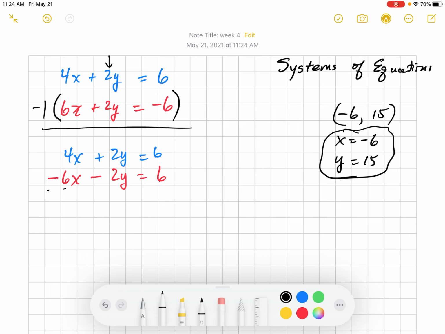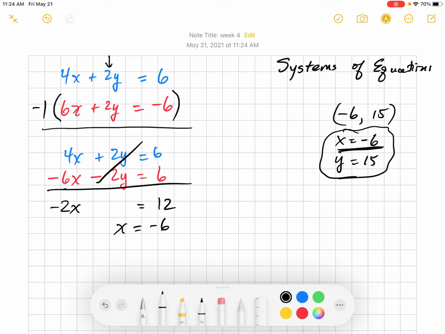And then we can add these two together. You'll see that we end up with a negative 2x. The y terms go away, and we did that on purpose. And then equals, add these two together, you get 12. So x equals, not surprisingly, negative 6, just like we saw over here.